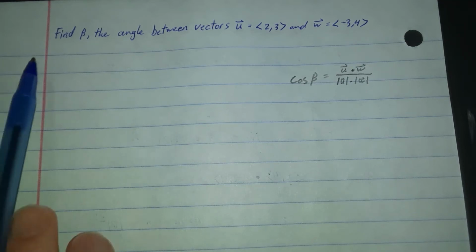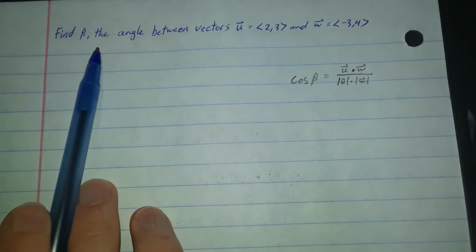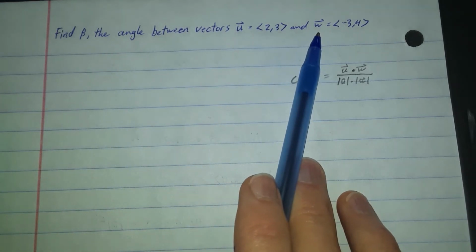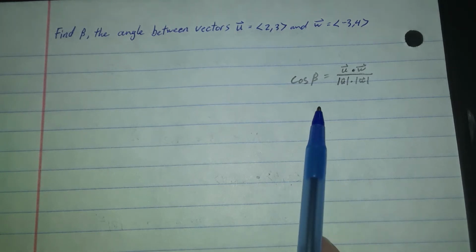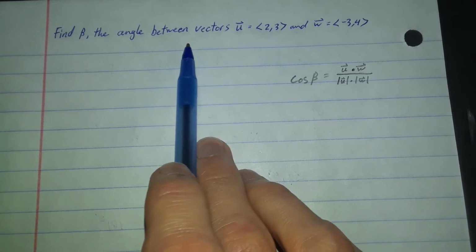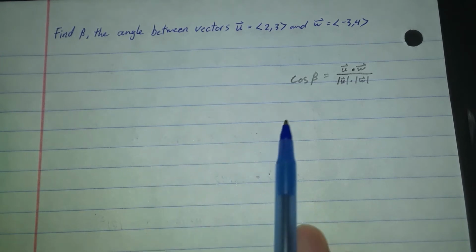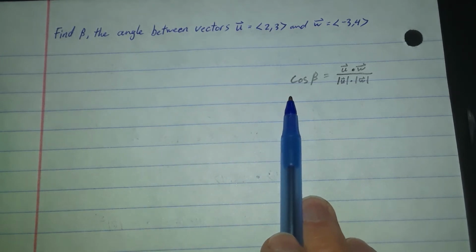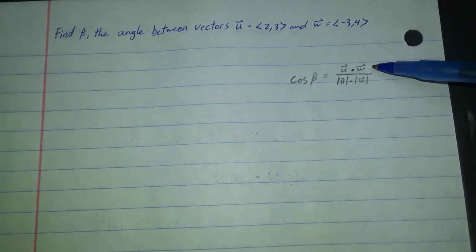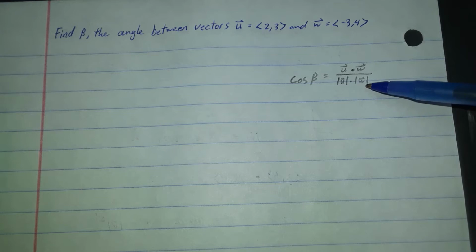Alright, we are being told to find angle beta, the angle between vectors u and vector w. And to do this, we are going to use this formula. There's more than one way that you could solve this problem, but specifically we want to practice using this formula today. This formula has in the numerator the dot product, and in the denominator we have normal multiplication.